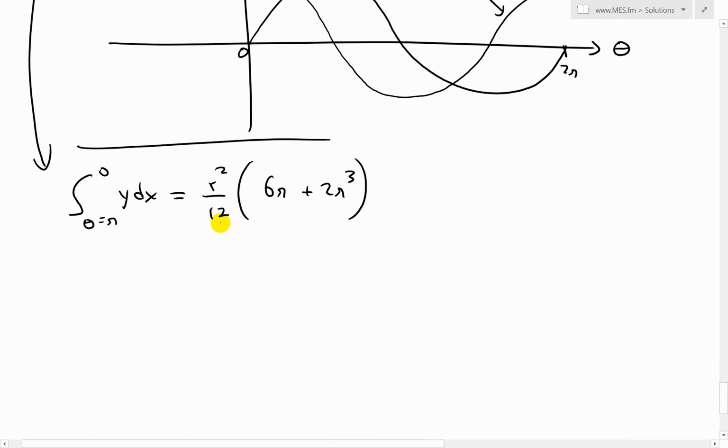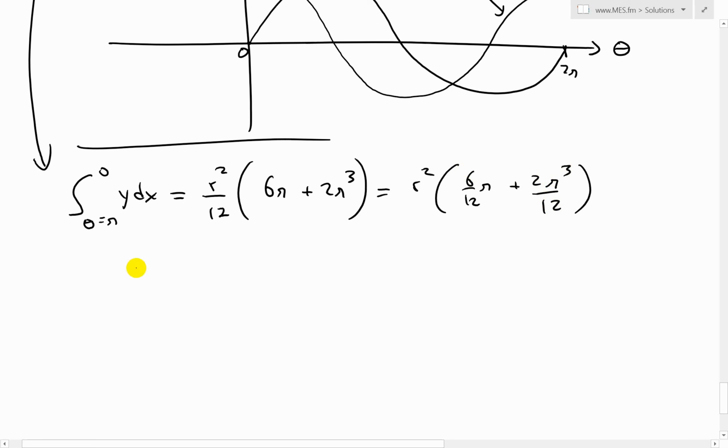So now let's just divide this inside. This equals r squared, just divide the 12 inside. We get 6 over 12 pi plus 2 over 12 pi cubed, like that.